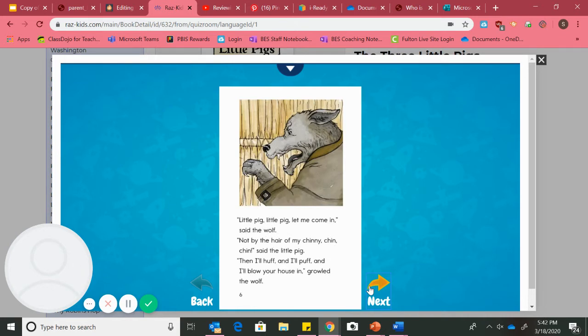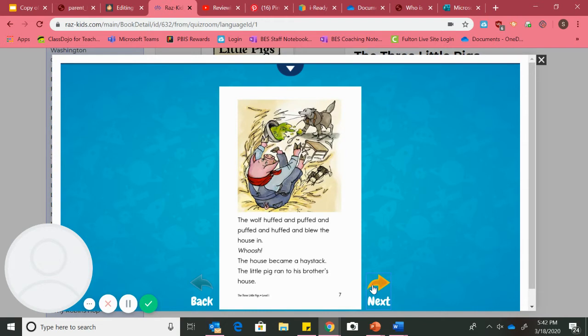Little pig, let me come in, said the wolf. Not by the hair of my chinny chin chin, said the little pig. Then I'll huff and I'll puff and I'll blow your house in, growled the wolf. The wolf huffed and puffed and huffed and blew the house in. Whoosh! The house became a haystack. The little pig ran to his brother's house.